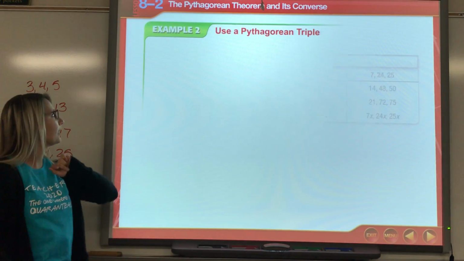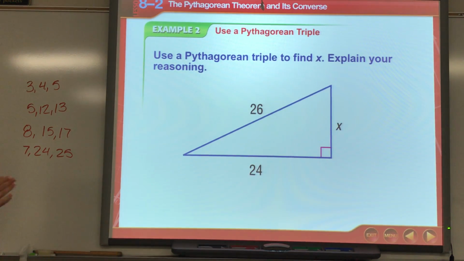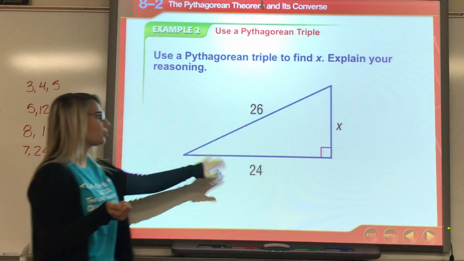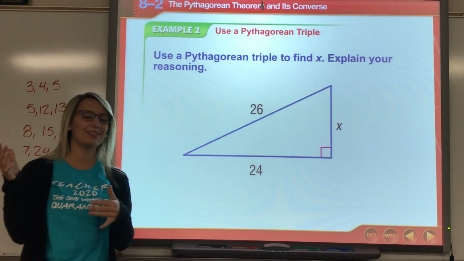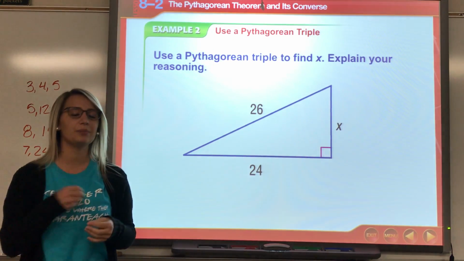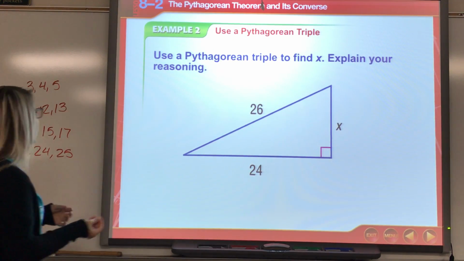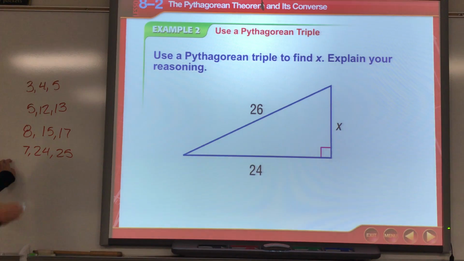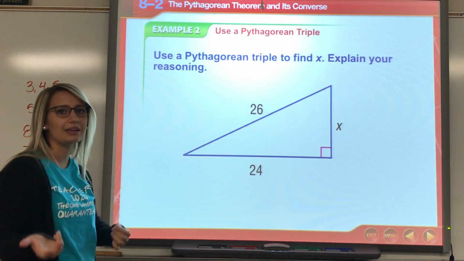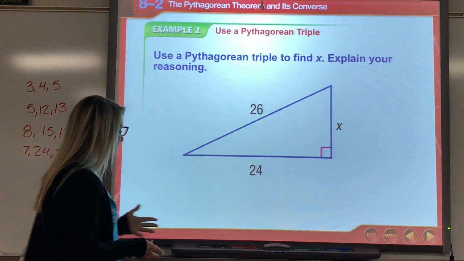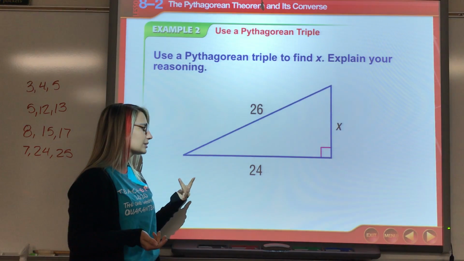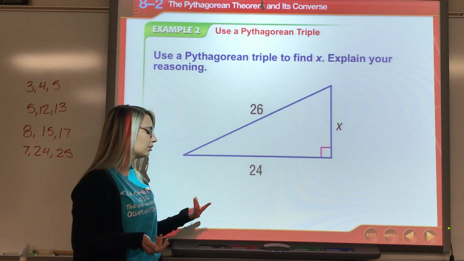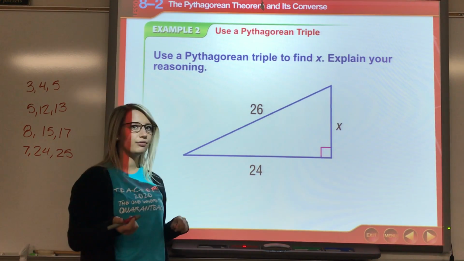Okay, so we're going to apply those now. We have to use a Pythagorean triple to find x and explain your reasoning. Now this 24 and 26 might not have been in that list, but we can simplify them down to smaller numbers. And if we have 2 of these numbers, then we know what our third one is going to be. That's the neat thing about the triples. I'm seeing that both of these numbers can be divided by 2, so let's divide them by 2 first.